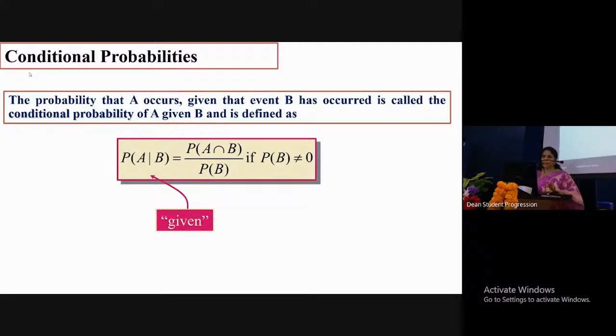How do I write a conditional probability? It is the occurrence of one particular event based on some condition. Given a condition, the probability that A will occur, given that event B has occurred, is called the conditional probability of A. So I'm looking at the probability of A occurring given B has already occurred. The condition here is that B has occurred, and based on that condition, I am trying to define the conditional probability.